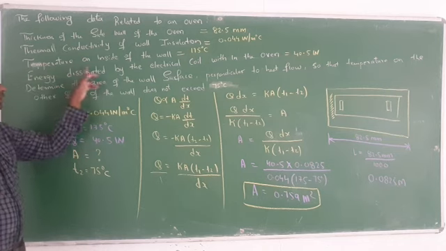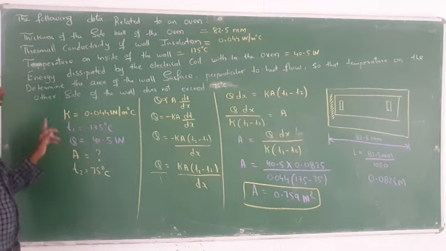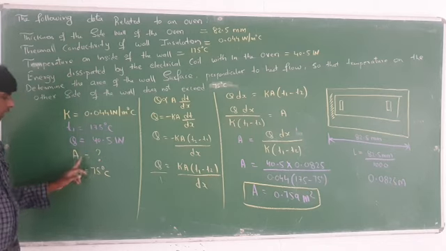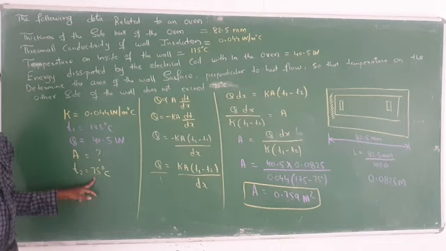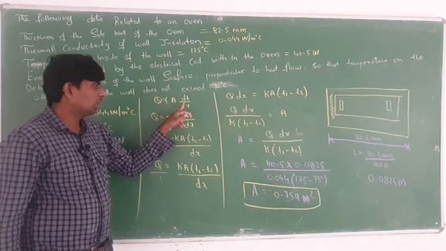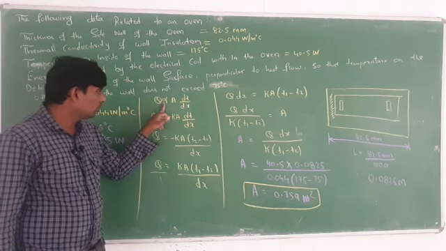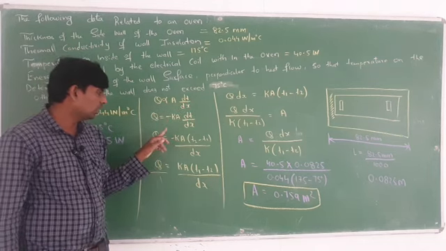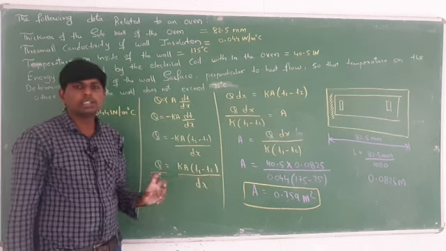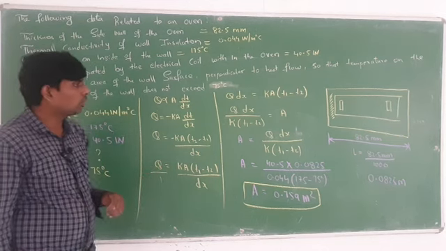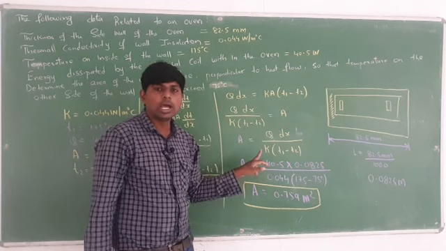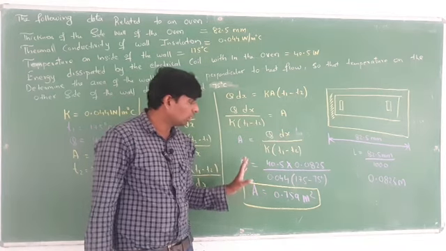Then the temperature of the inside of the wall, the T1 value, is given. Then the energy dissipated by the electrical coil, the Q value, is given. Then the area you have to find out. Then T2 is equal to how much? 75 degree centigrade. Now, what do you have to do? Q is directly proportional to A dT by dx. If you remove the proportional sign, minus kA will come. Then go for the cross multiplication and separate the area. After getting the area, substitute the values, and you get the value of area.